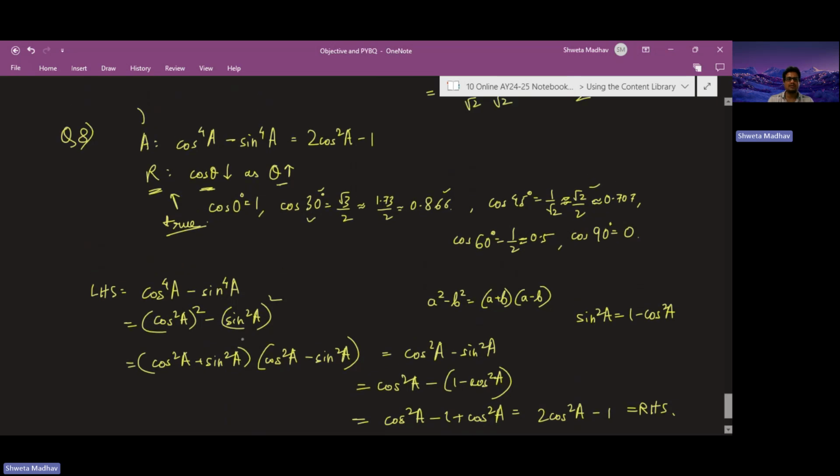So the reason is true and the assertion is also true, but the reason is not correctly explaining the assertion. So both assertion and reason are true, but the reason is not the correct explanation of the assertion. So option B is the correct answer.